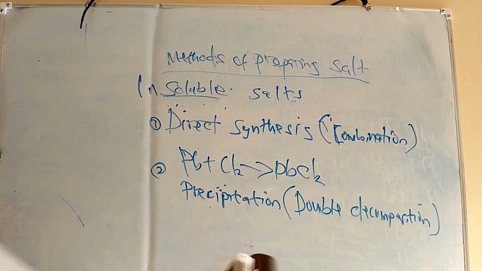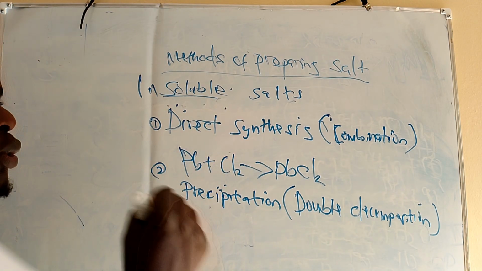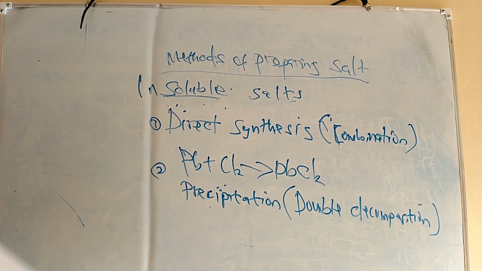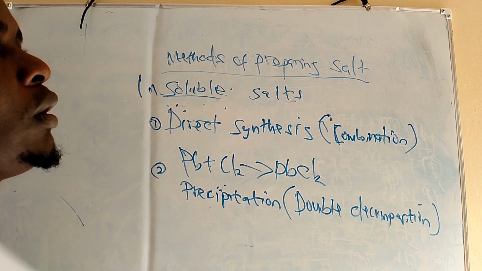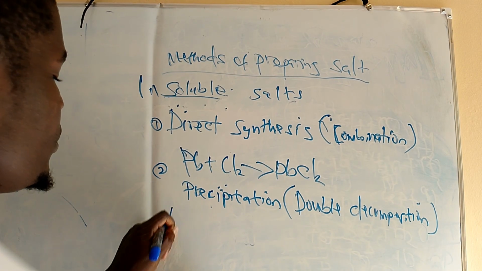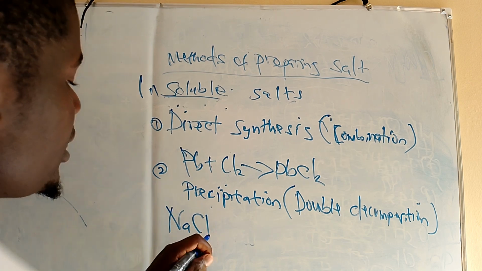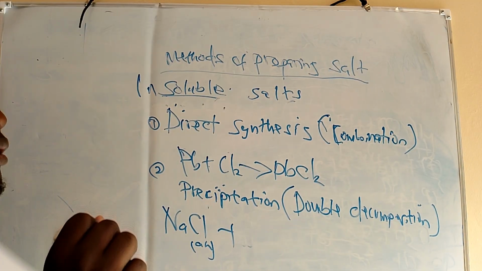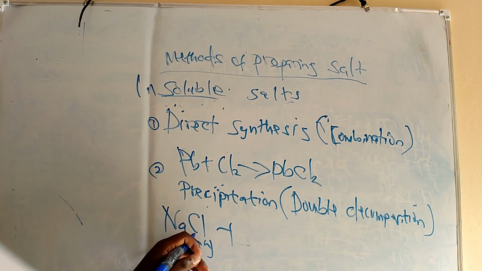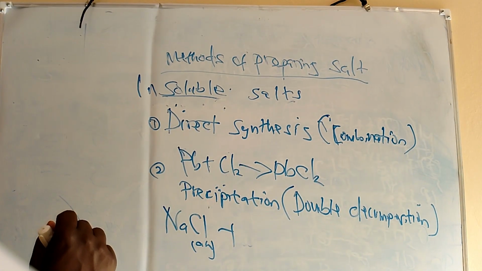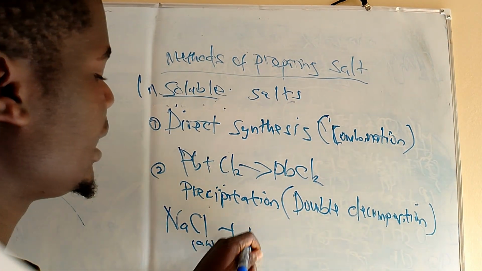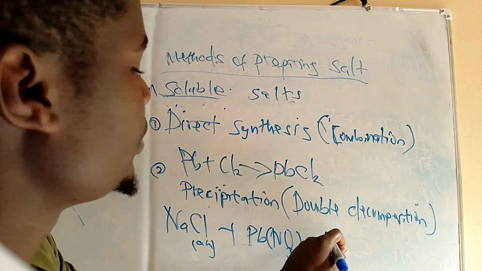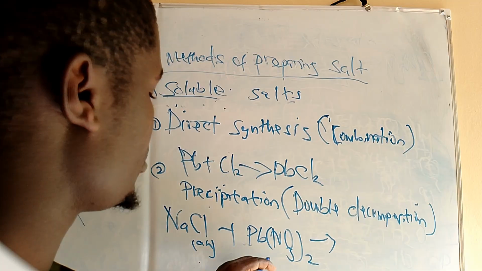Like that one, for you to be able to write those reactions, you must have the knowledge of solubility. That's where now solubility of salts comes in. We know all sodium salts are soluble, so I can have sodium chloride, which is aqueous. I react it with another soluble salt, which in turn will combine with this chloride to form an insoluble. Which one is that? We can use lead 2 nitrate, like that. Remember this one is soluble and this one is soluble.